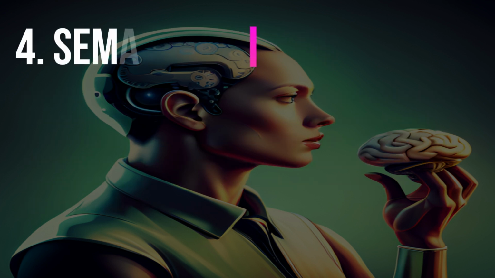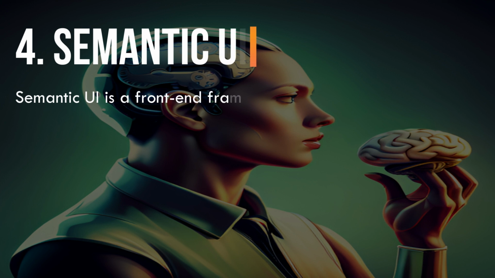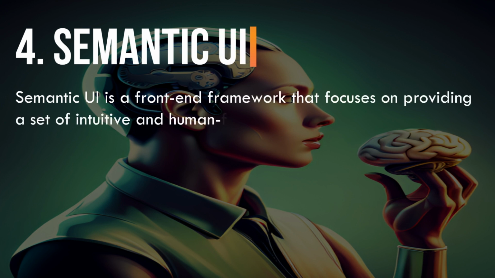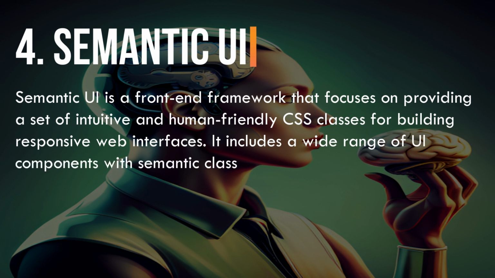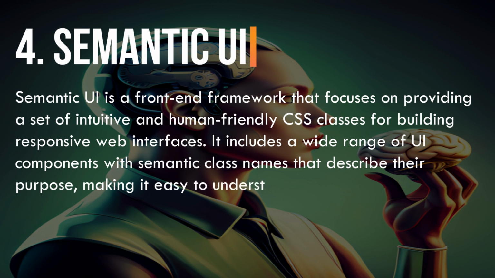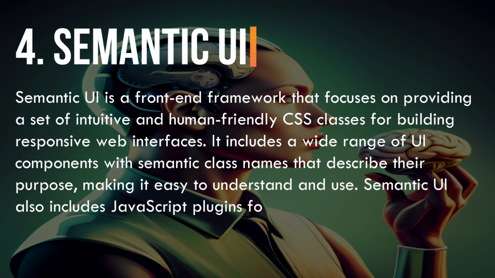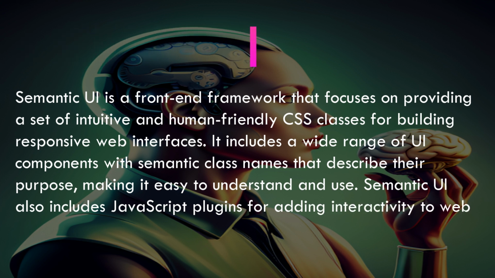4. Semantic UI. Semantic UI is a front-end framework that focuses on providing a set of intuitive and human-friendly CSS classes for building responsive web interfaces. It includes a wide range of UI components with semantic class names that describe their purpose, making it easy to understand and use. Semantic UI also includes JavaScript plugins for adding interactivity to web pages.